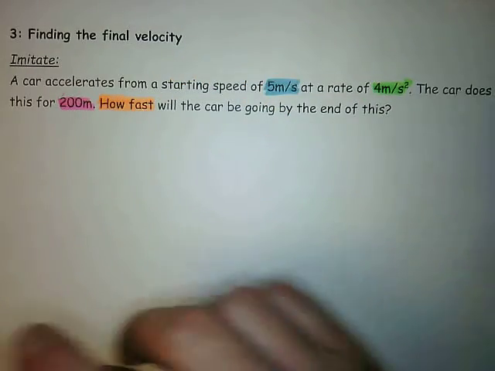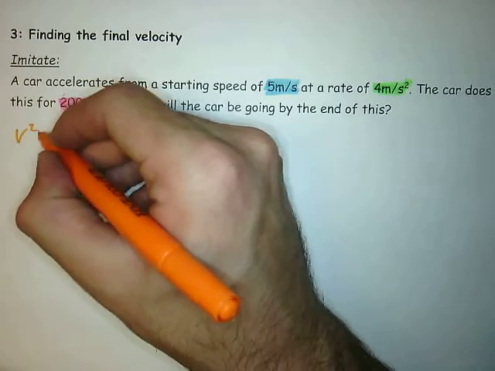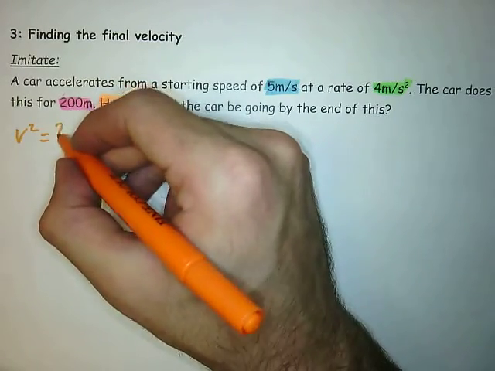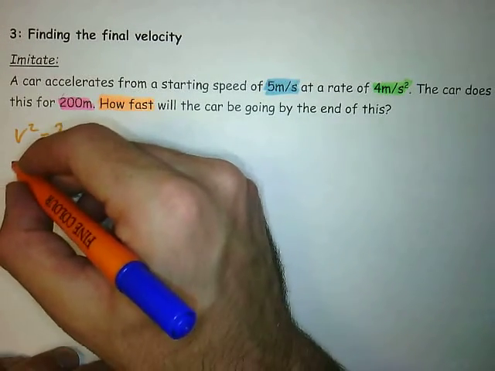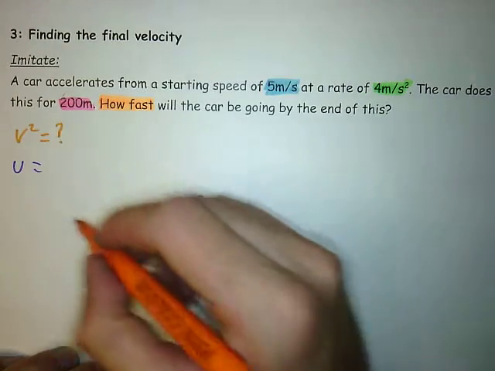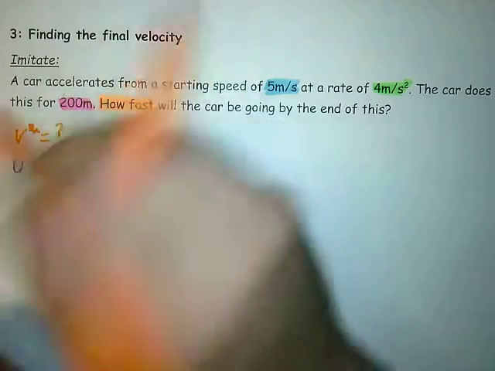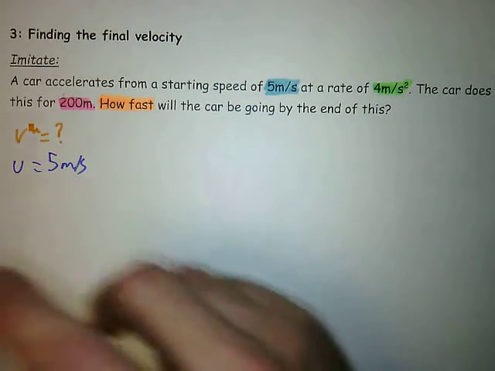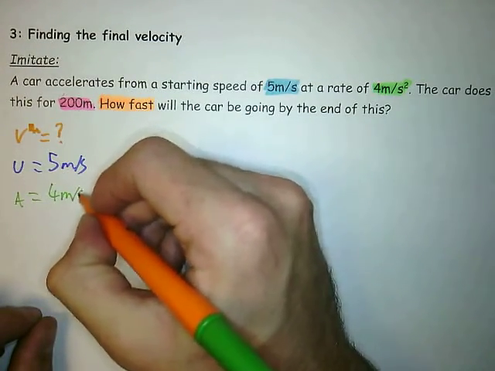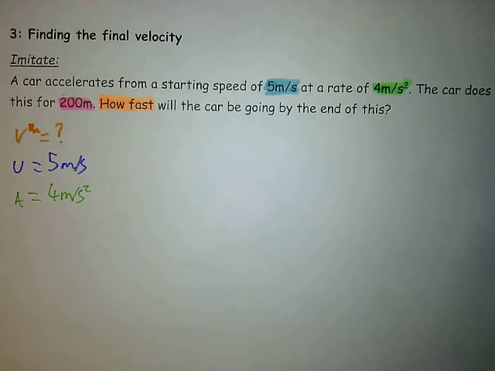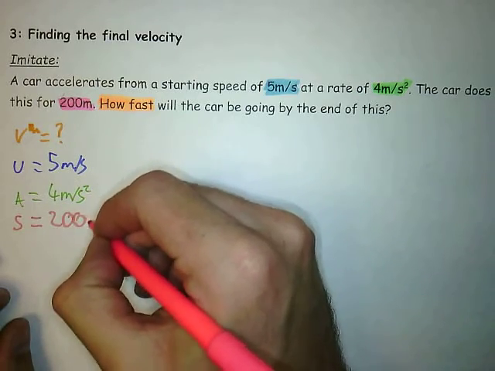Okay? So, then writing our numbers out, we know that v squared is, well, we don't know what that is. That's going to be a question mark. We do know what u squared is. Oh, so we don't even need the squared now. So u is 5 meters per second. We know that acceleration, or a, is 4 meters per second squared. And we know our distance, s, is 200 meters.